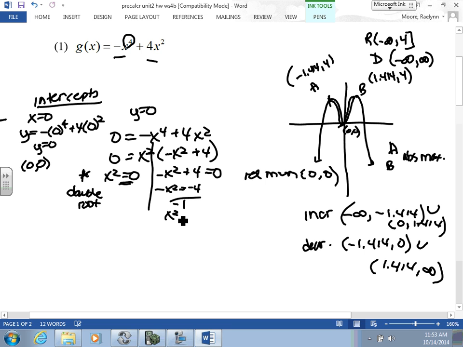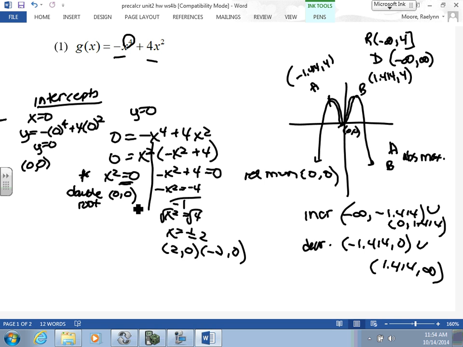x squared is equal to 4. Take the square root. x is plus or minus 2. You can do your perfect squares as well. Those are all your x-intercepts and your y-intercepts. They have to be done algebraically. I know you can check them with your calc, you can check them in your table, but check them this way first. Lastly, odd even.